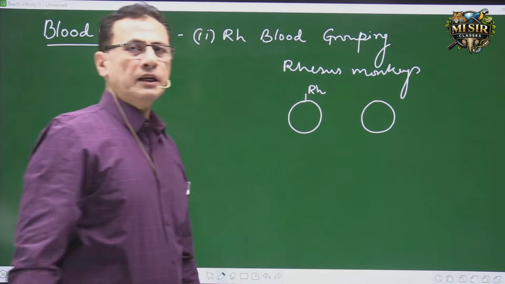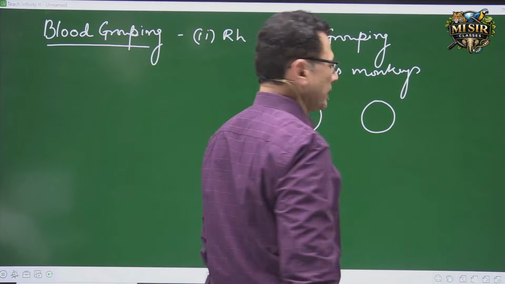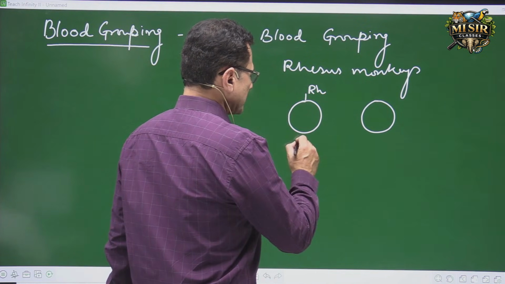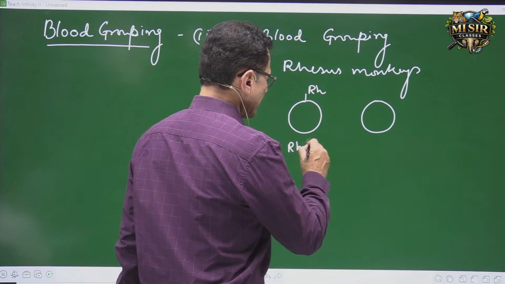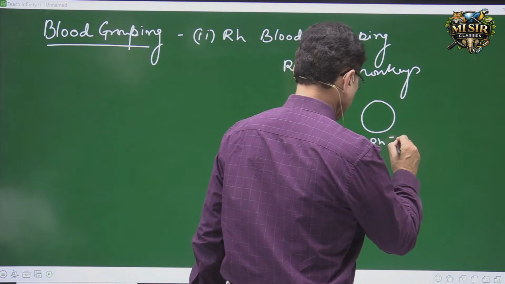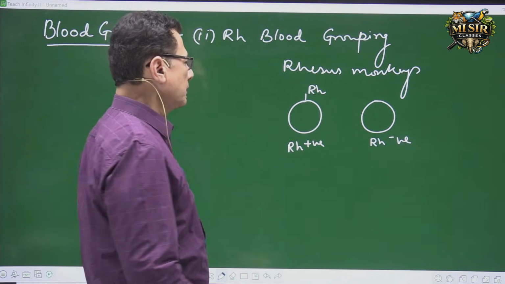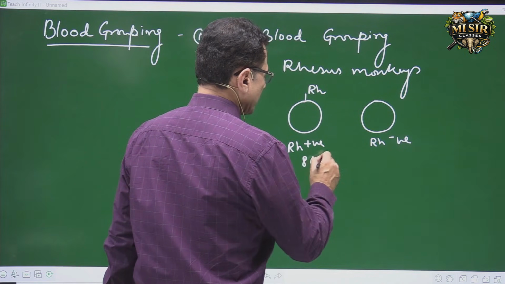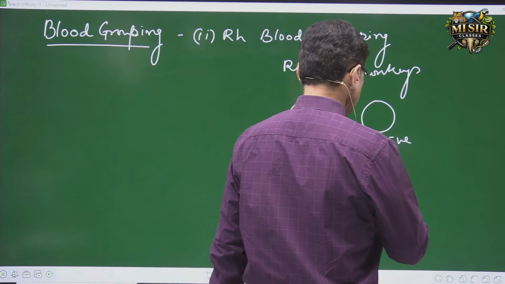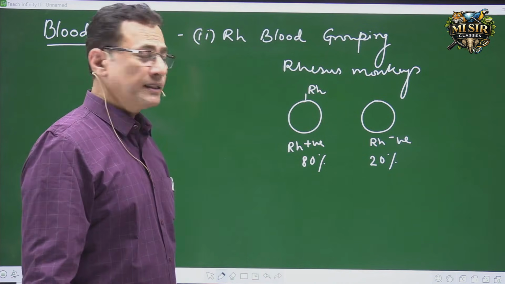One is those RBCs or erythrocytes with RH antigen on their surface, another is RBCs or erythrocytes without RH antigens on their surface. So this type of person is called an RH positive person, and this type of person is called an RH negative person. As far as the demographic data are concerned, 80% of the population of the world is RH positive and 20% of the population in the world is RH negative. We can say like this, at least in India.